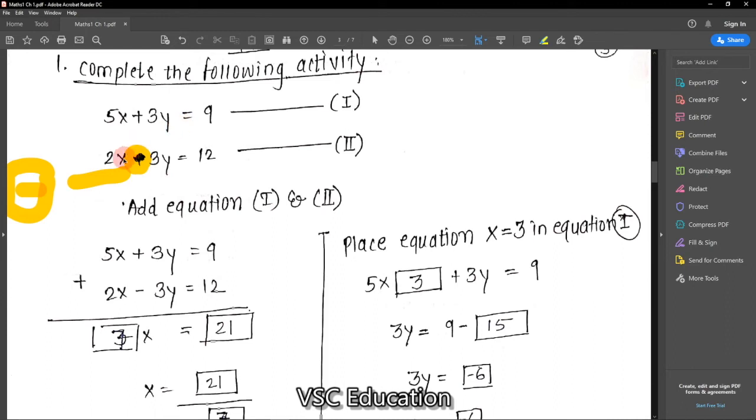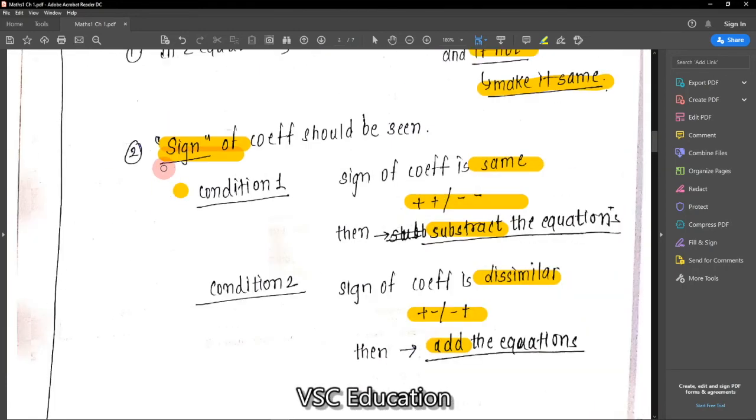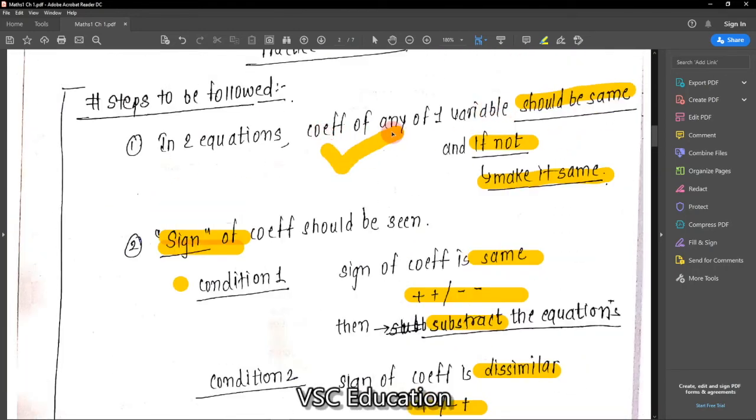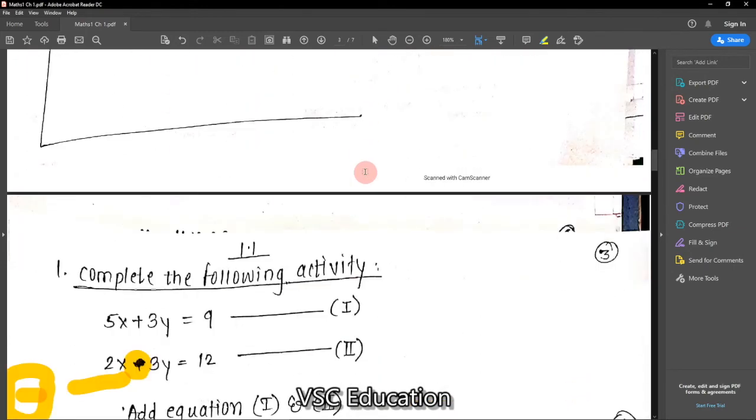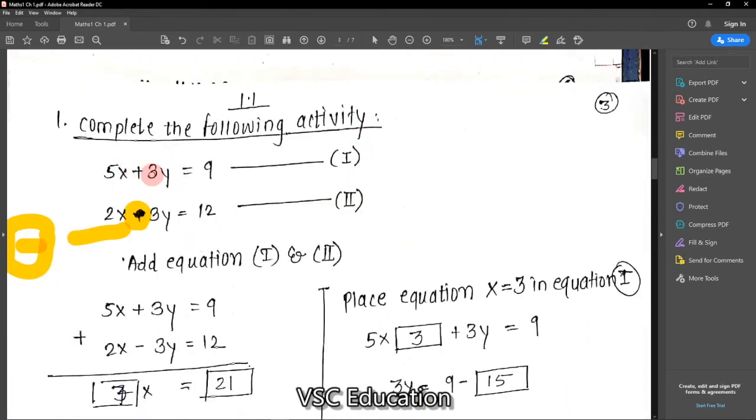You see the coefficients of the variables. See, in the first equation, the coefficient of x is 5. In the second equation, the coefficient of x is 2. That is not same, so leave it. Second variable y: the coefficient of y is 3. In the second equation also the coefficient of y is 3. That is, both the coefficients are same when the variable is y. That is your first condition. Okay, coefficients are same, then go to the second condition.